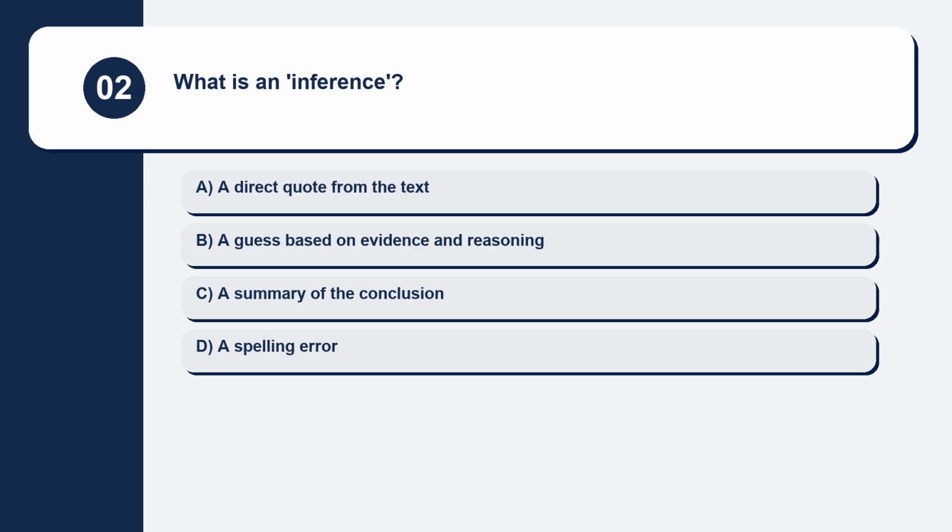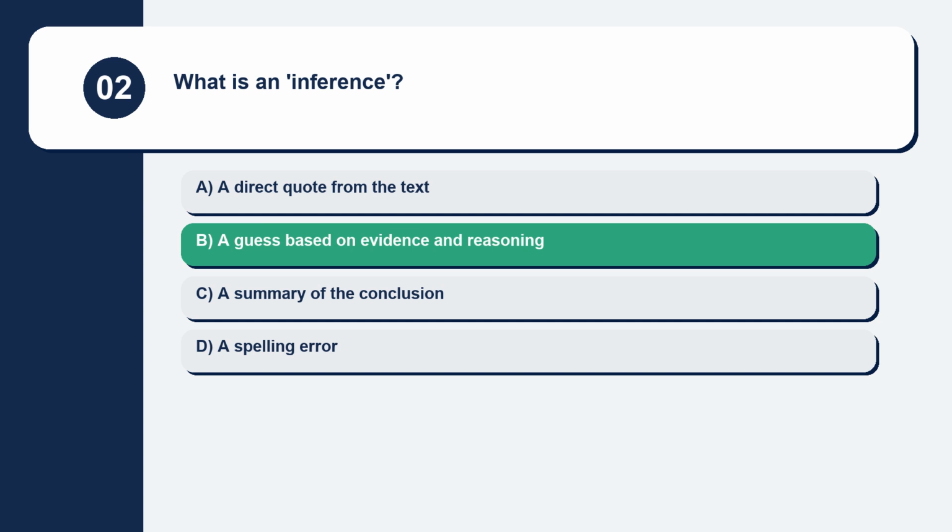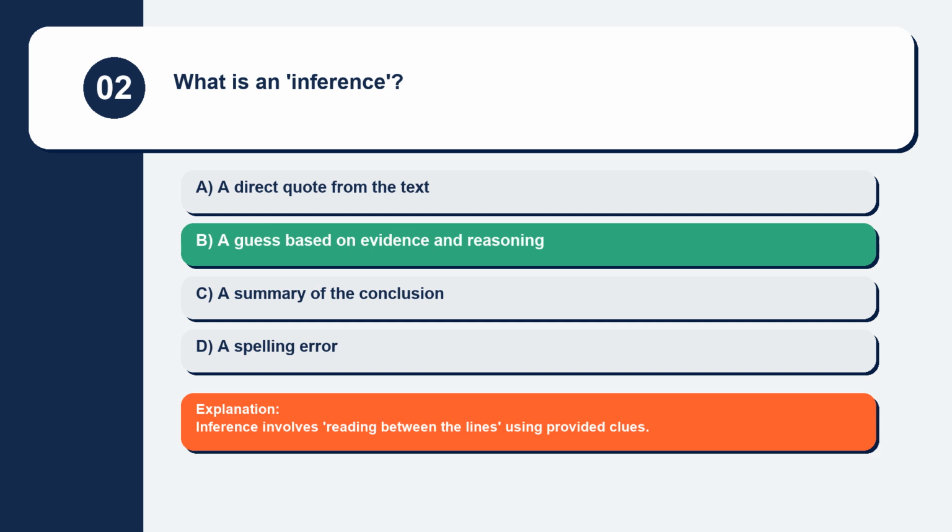Question 2. What is an inference? A direct quote from the text. A guess based on evidence and reasoning. A summary of the conclusion. A spelling error. Inference involves reading between the lines using provided clues.